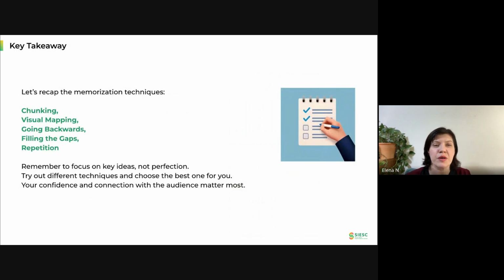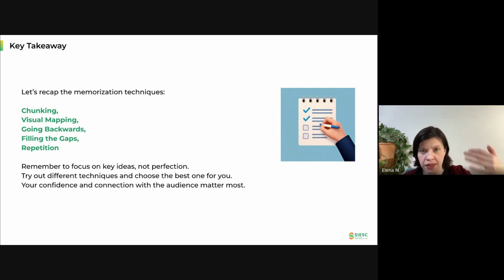So let's recap the memorization techniques today. We talked about chunking, which means separating a big piece into smaller ones; visual mapping, making images associated with your speech and making a visual map; and going backwards, focusing on the end, memorizing the end very well, then moving on to the body part, then to the introduction. Filling the gaps, covering parts of your speech with a white pen, sticky notes or software, and making the gaps bigger as you go. And then the basic one, repetition.